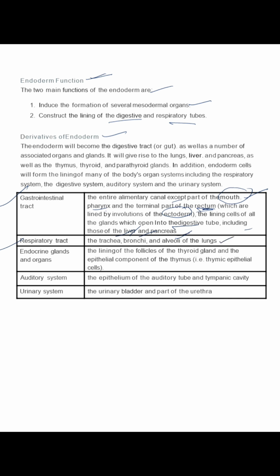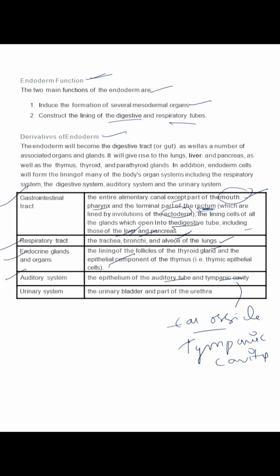Okay. Coming to endocrine glands. Lining of the follicles of the thyroid gland. Thyroid gland is an endocrine gland, and the epithelial component of the thymus. Okay, now the auditory system. Again, it is forming the auditory system, that is the tympanic cavity, the auditory tube. So in the ear we have the ear ossicles. Then the middle ear, that is the tympanic cavity, is formed by the endoderm only. Okay, and the auditory tube.